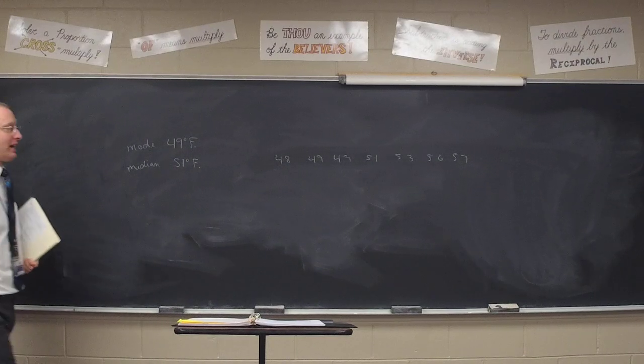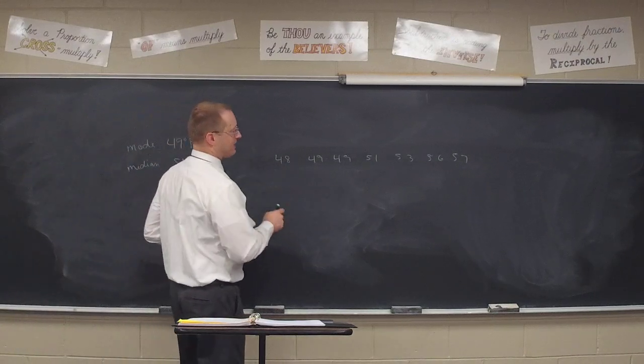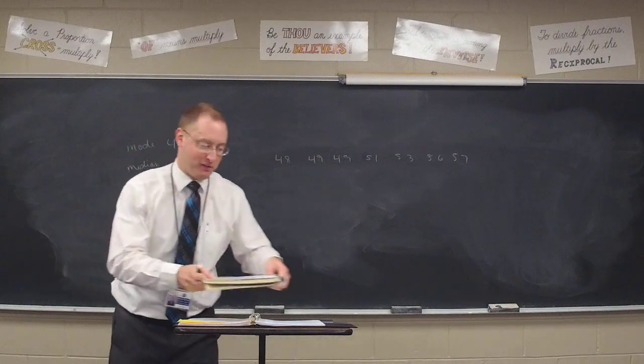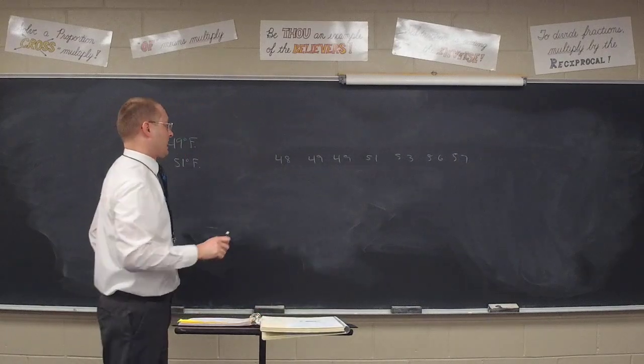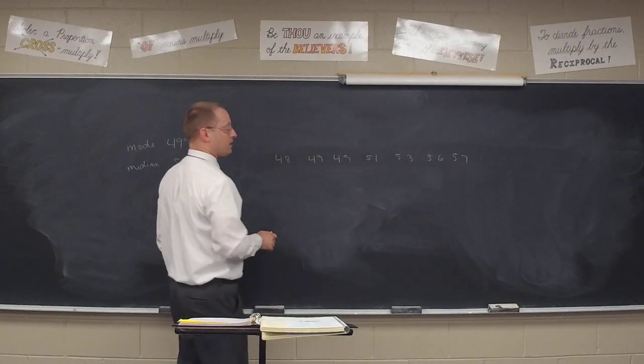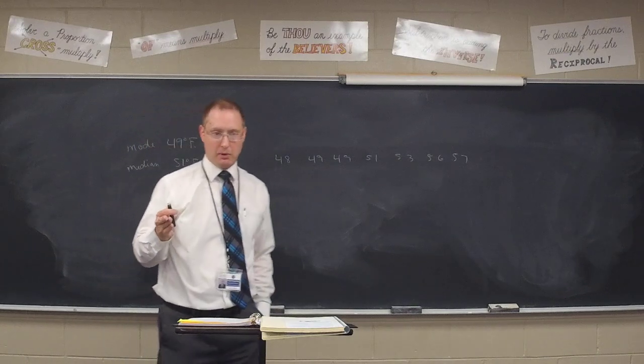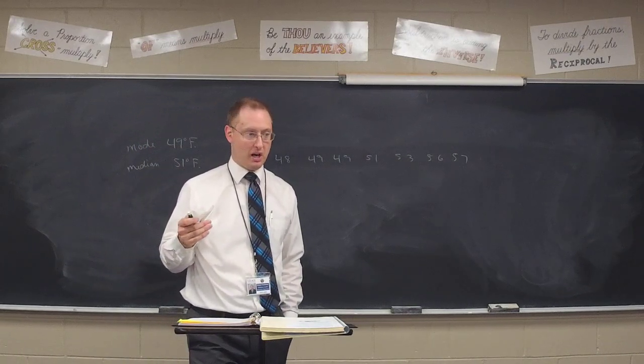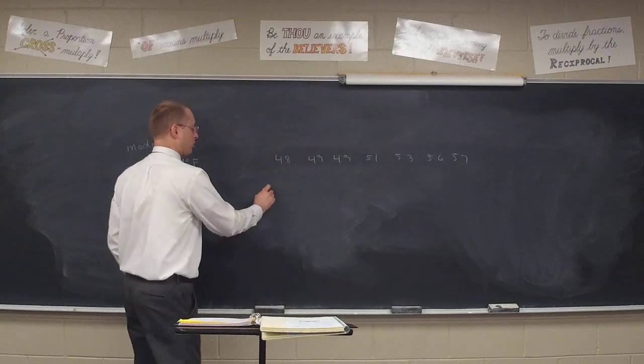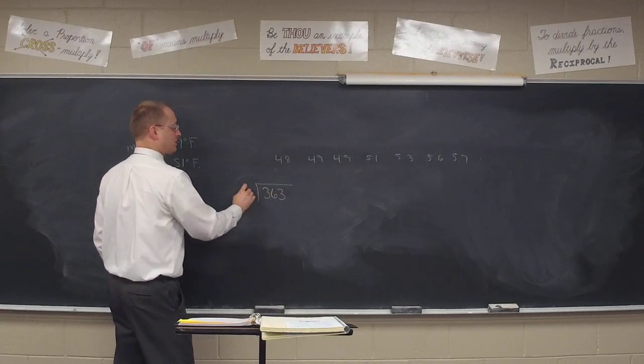So let's now find the mean. And the mean is kind of mean to us because we have to actually add everything together. And, oh goodness gracious. Somebody got 363? Anyone else finds 363 to be the sum of all of them? I'm getting some nods, so I'm just going to take your word for it. And we'll divide the 363 by 7.